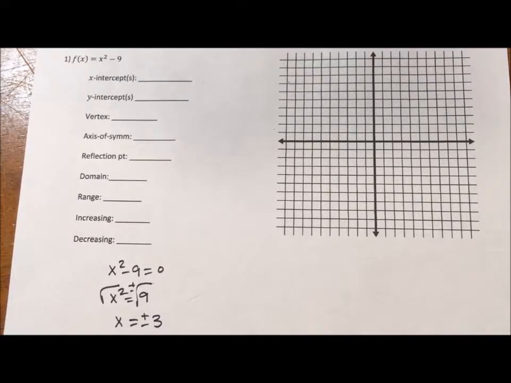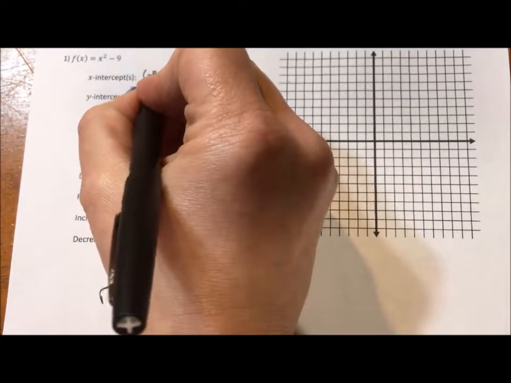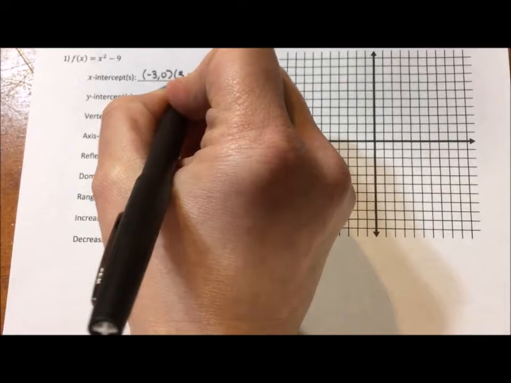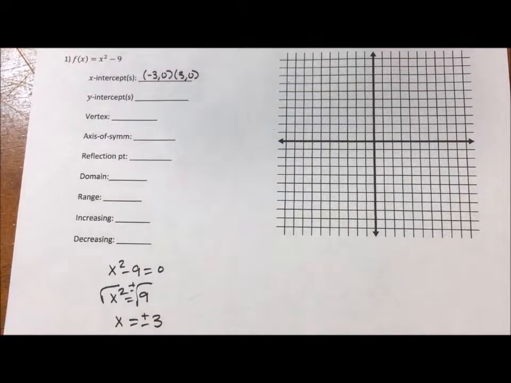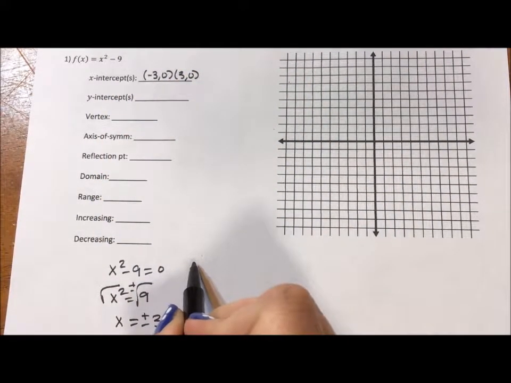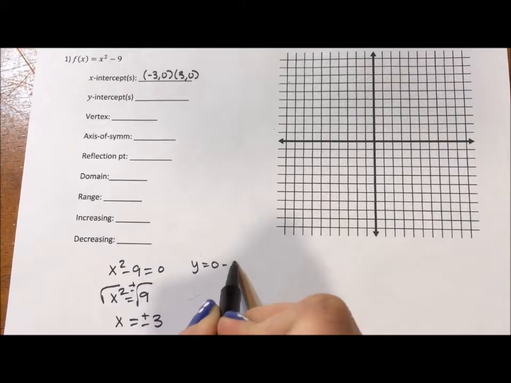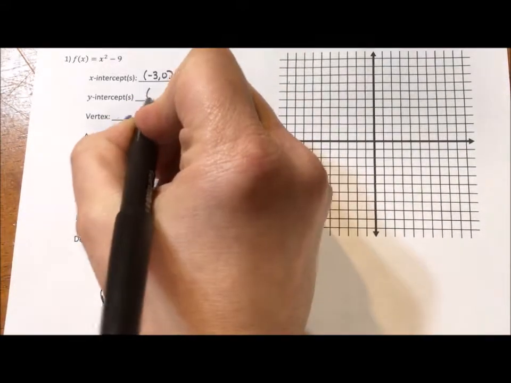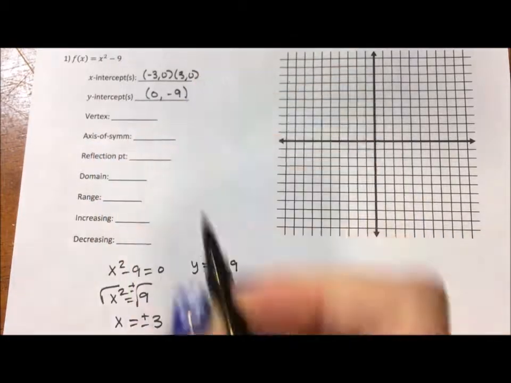Now, I'm a pretty big stickler on form. And so when I write the intercepts, I say (negative 3, 0), (3, 0). The y-intercept is when x equals 0, so y equals 0 minus 9, which is negative 9. So (0, negative 9).